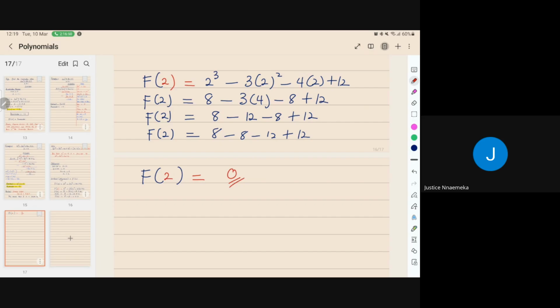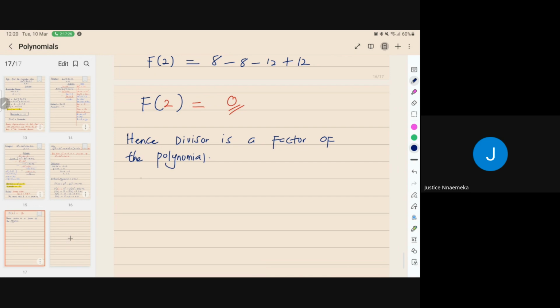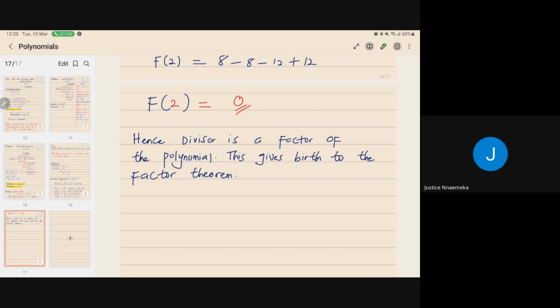So if you have that function equals 0, it means that very divisor is a factor of that polynomial, or that function. Hence, the divisor is a factor of the polynomial. So this gives birth to the factor theorem. The factor theorem says that if I plug that divisor into the polynomial and it gives me 0, that means that divisor is a factor of that polynomial. Do you understand it now?